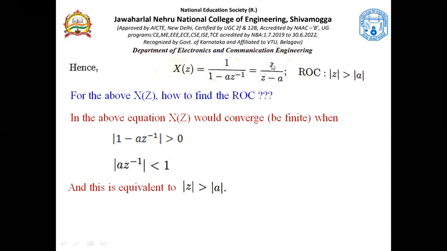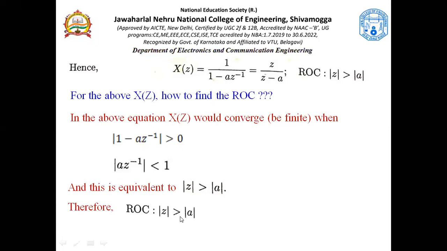Don't see that here. Okay, always see that here. For this to be finite, the magnitude of this has to be greater than 0. If it is greater than 0, you will see that z is greater than a. So ROC is z greater than a.